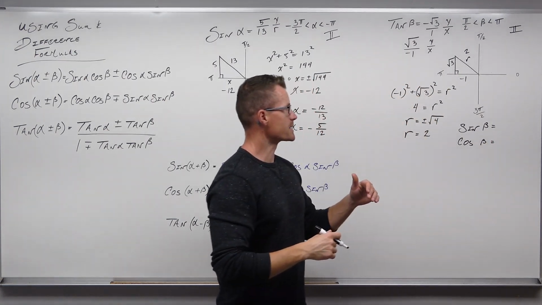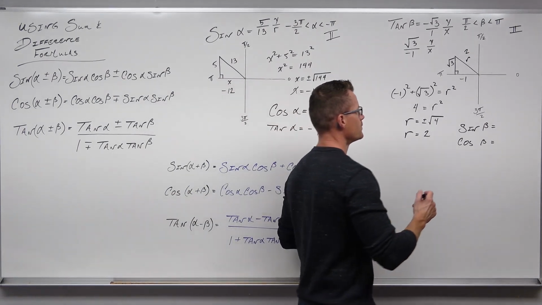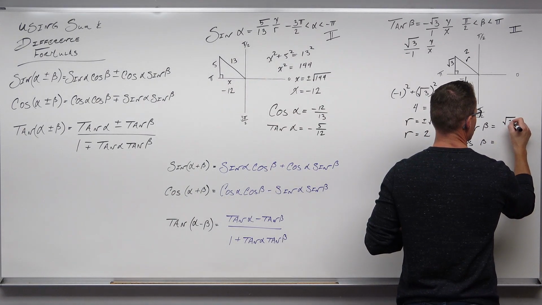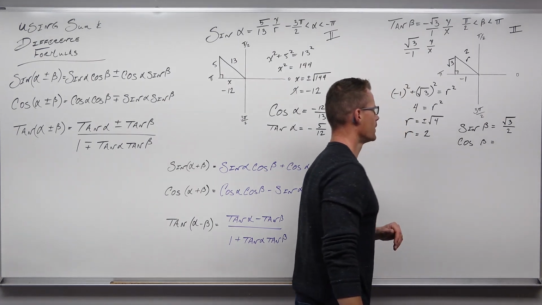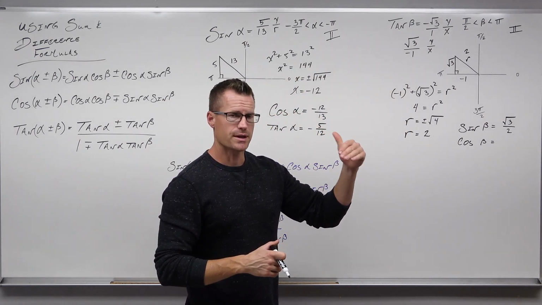So sine beta says take your y over your r. That's square root 3 over 2. Cosine beta says take your x over your r. That's negative 1/2.